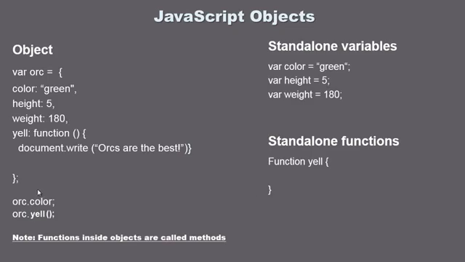Now, you will remember in the last video, when we want to access something in our object, we have to specify the object name, then dot, and then the property, in this case color. We use the same exact syntax to access functions. So once again, we need to have the object name first, then we use dot, and then we just specify the method, which in this case is our yell method. And then this will get executed and the orc would yell out, "Orcs are the best."